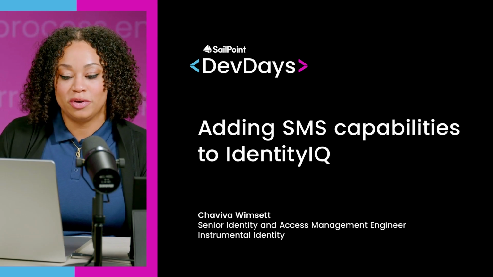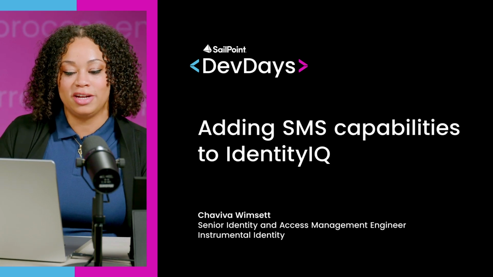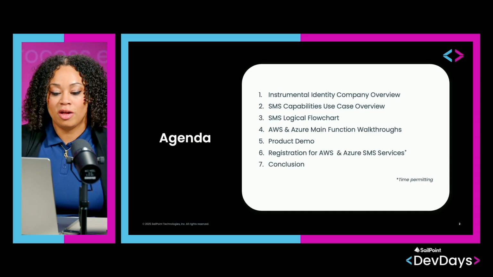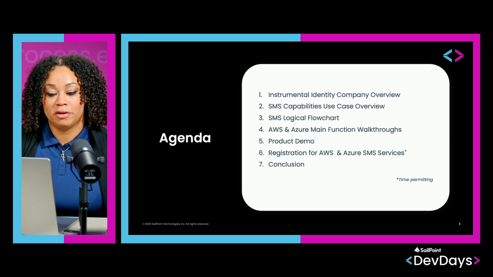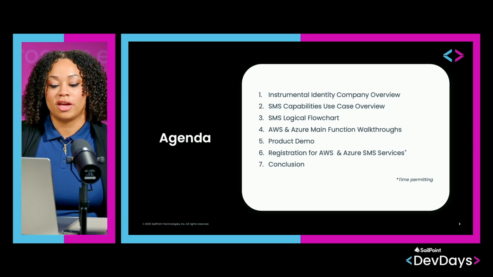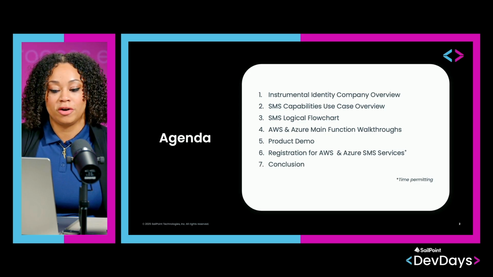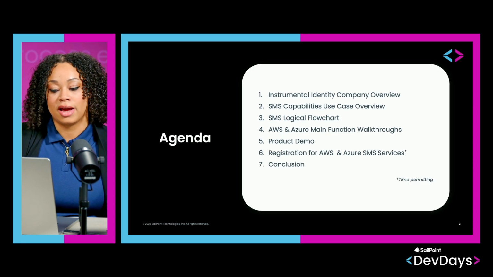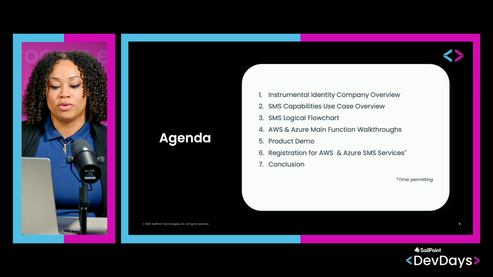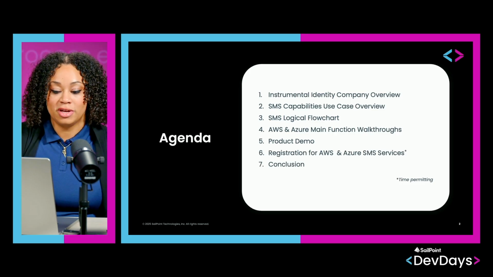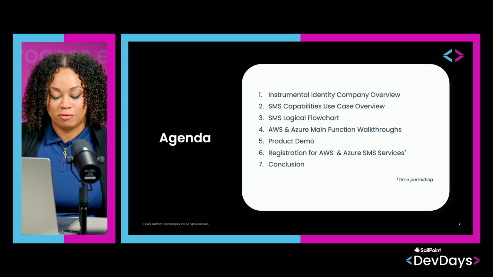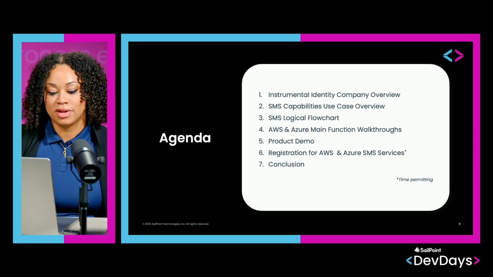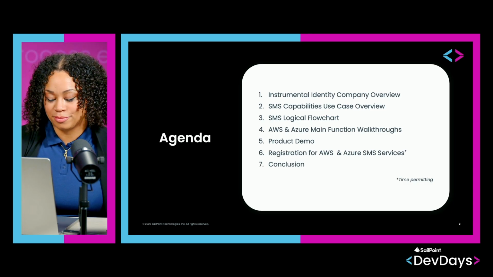Today, I will be doing a presentation on adding SMS capabilities to IdentityIQ. Overall, we will be discussing a little bit about Instrumental Identity. We will be looking at the different use cases this feature would be useful for, talking about the flowchart from a high level for both the AWS and Azure solutions, looking at code examples for both of those, going through a demo, and also, if time permits, we can talk a little bit about registration for those cloud services. And that would be the end of the presentation.